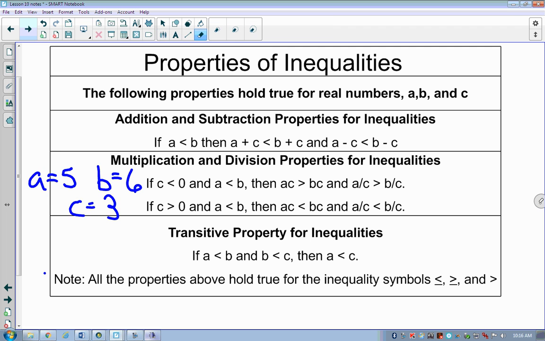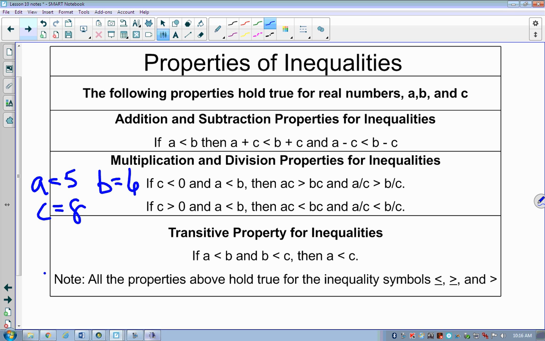All right, finally, we have what is referred to as the transitive property, which is if A is less than B, and B is less than C, then A has to be less than C. Let's go back and try that. A was 5, B was 6, and if A is less than B and B is less than C, well, C would have to be something like 8, correct? If 5 is less than 6 and 6 is less than 8, isn't 5 less than 8? I know it's like common sense, but just so that you understand where we're at.